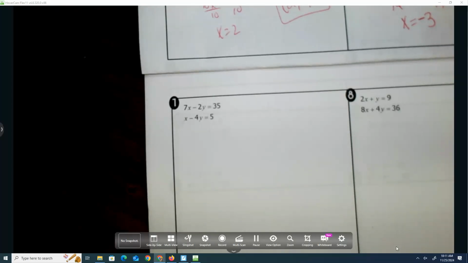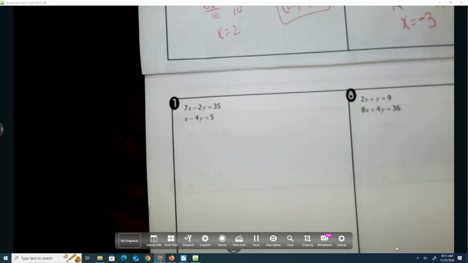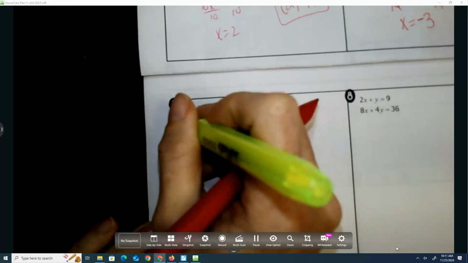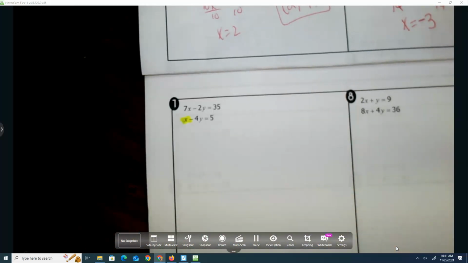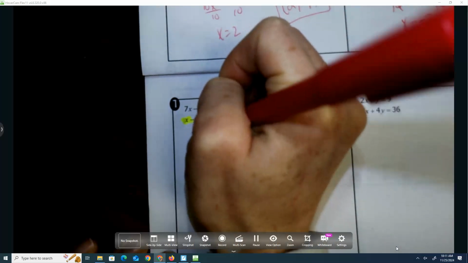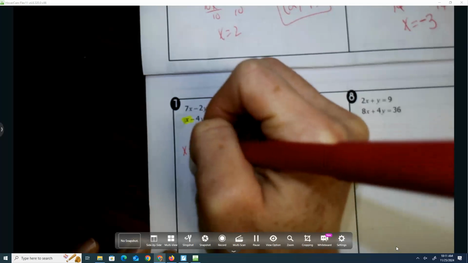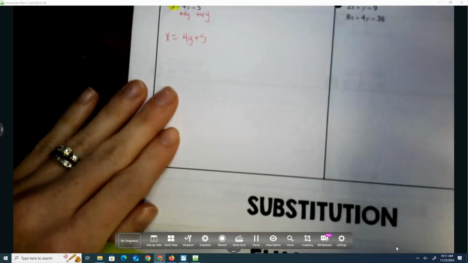Okay, please make sure you are using the strategy I asked. I saw several of you did elimination here, not substitution. So substitution, we start by getting one of the variables by itself. So it's probably easiest to get x by itself here. So we can add the 4y. So we get x equals 4y plus 5, or 5 plus 4y, either way.